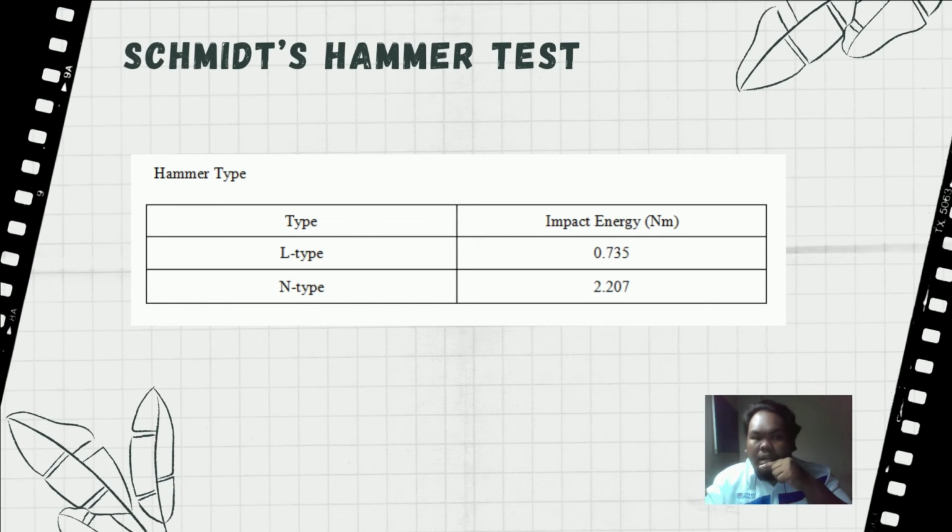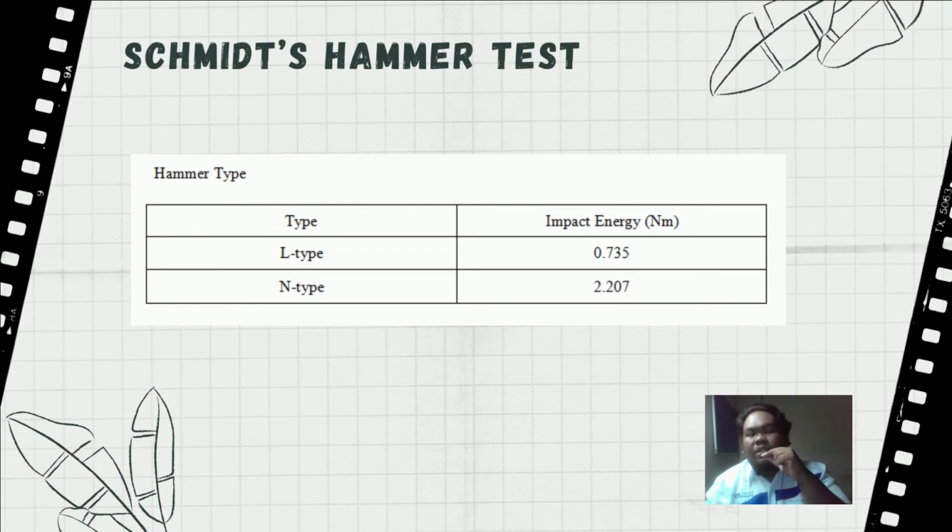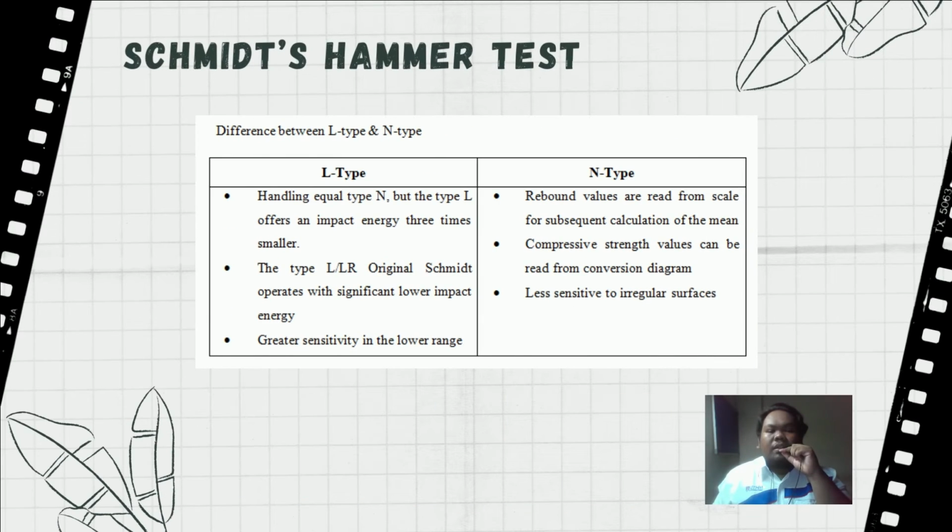Two types of hammer for the Schmidt rebound test, which are known as Schmidt hammer test. We have two types of hammer. The first one is the L type, which can give impact energy of 0.735 Newton meter. And the second one is the N type, which can give impact energy of 2.207 Newton meter. There are a few differences between L type and N type.